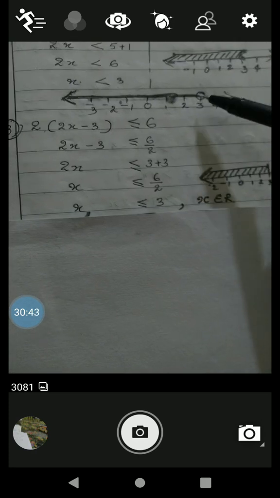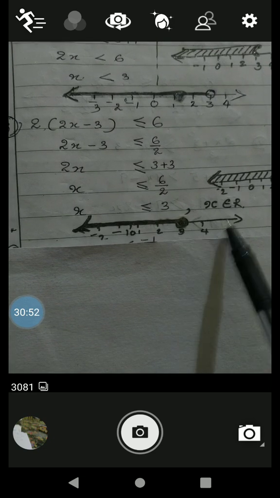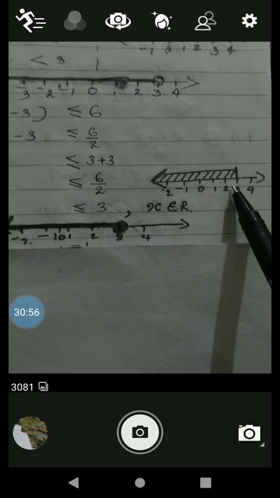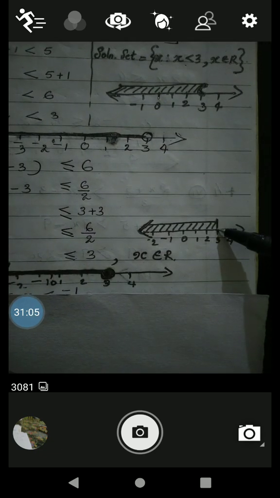Same question. Here you just darken 3, you will get this result. Look here, you can see the difference. Here 3, 1, 2, 3, etc. You have to write 4 also. In this way also you can represent. Here 3 is also included, less than or equal to 3. Therefore, it's a straight line here. Draw straight.